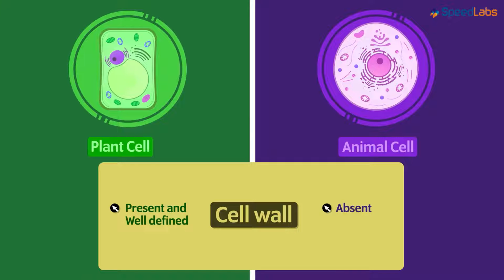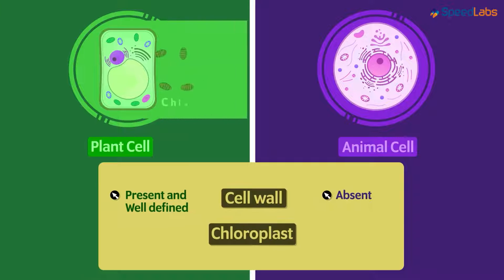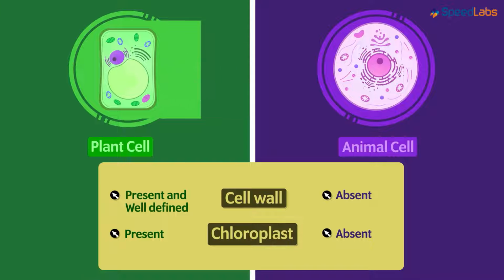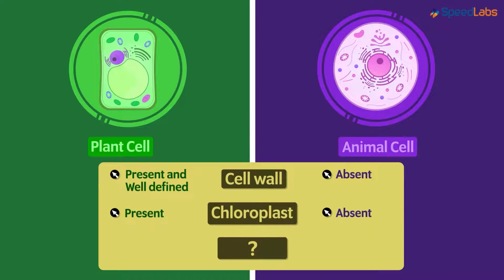The next obvious difference is the presence of chloroplast in the plant cell. This, as we have already studied, is the exclusive organelle for plant cells. It's absent in the animal cells. Now, can you help me with the third difference? That's right, the presence of vacuoles.